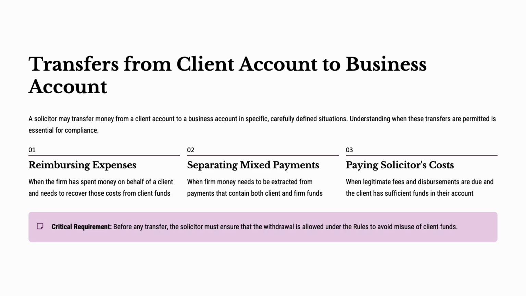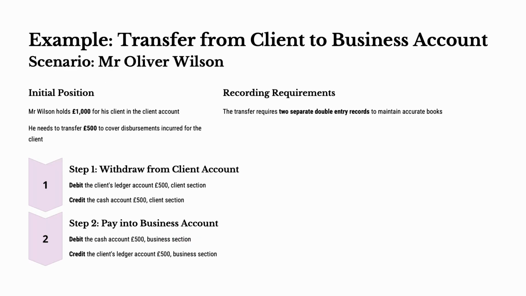So the next thing we have is an example: transfer from client to business, how we do this. We have a concrete example with a scenario that we have created around Oliver Wilson. That's a fictional name we just created here. Oliver Wilson holds £1,000 for his client. So Mr. Oliver is a practicing solicitor. He spent £500 on disbursement and needs to move that £500 to the business account.